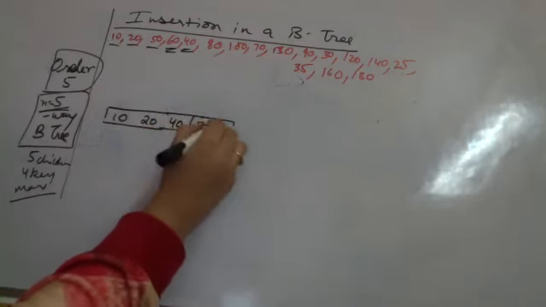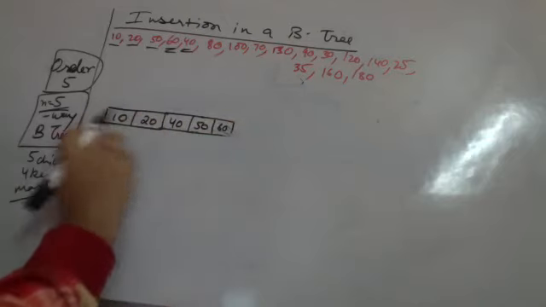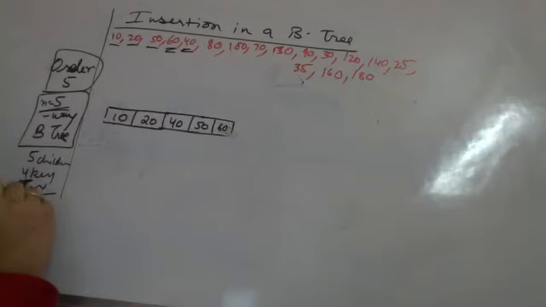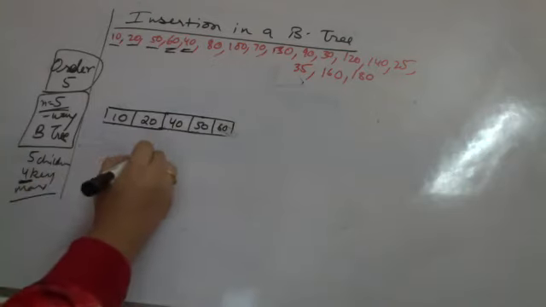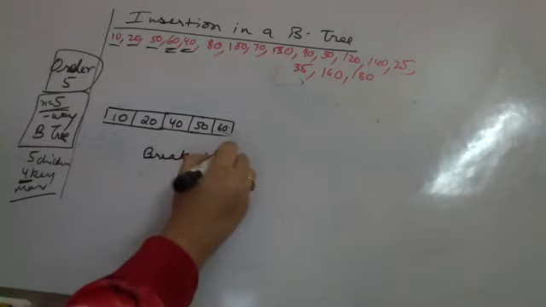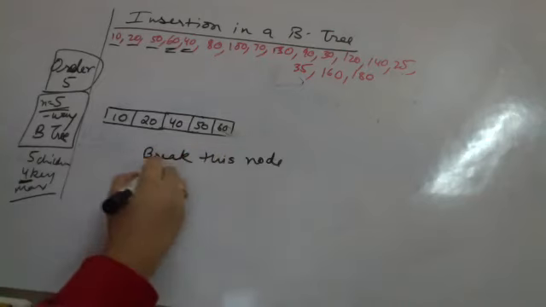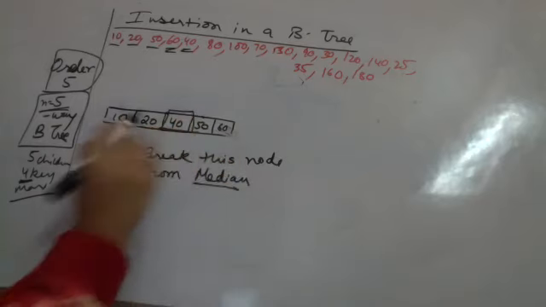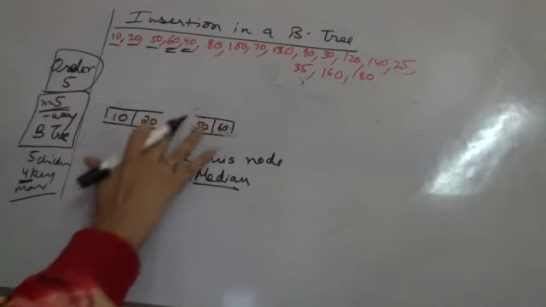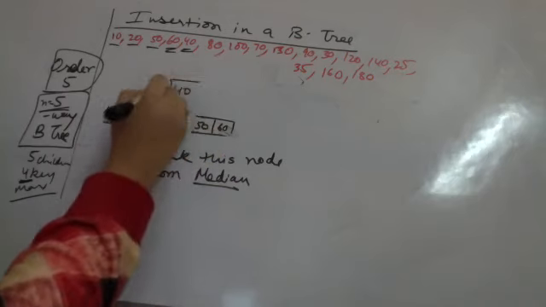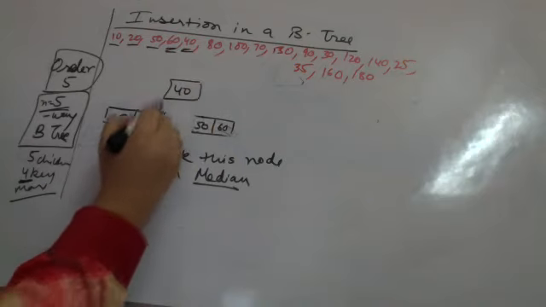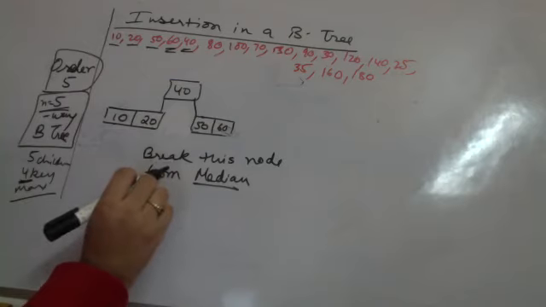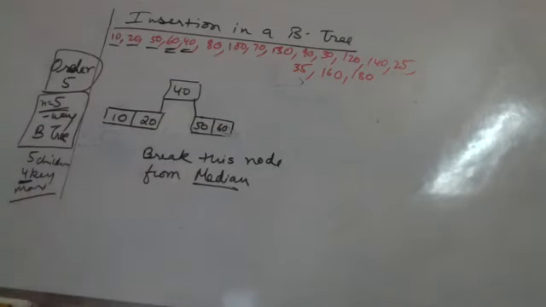Now when you insert 40 over here, the number of keys here is 5. A number of keys equal to 5 is not allowed. Maximum 4 keys are allowed. So what do I do? I break this node from the median. Now 40 is the median here. I break the node so that this 40 becomes the parent node. Left of 40 becomes the left child here and right of 40 becomes the right child here. Are you all understanding what I have done just now to insert 40?